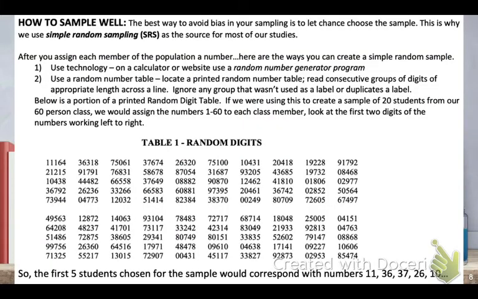So let's talk about how to sample well. The best way to avoid bias in your sampling is to let chance choose the sample. This is why we use a simple random sample as the source for most of our studies.